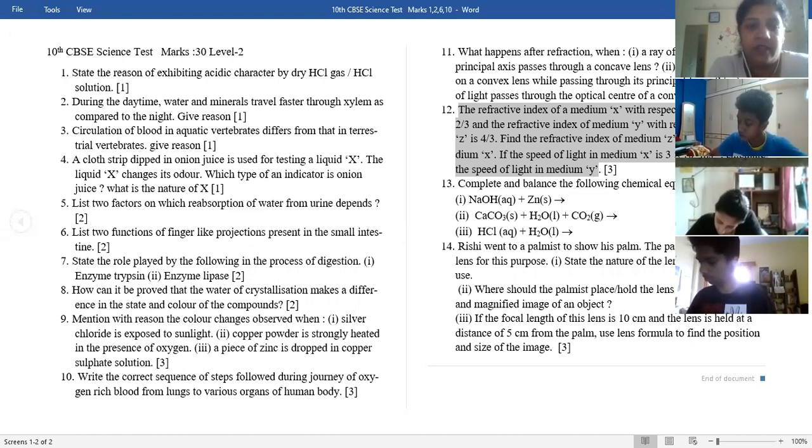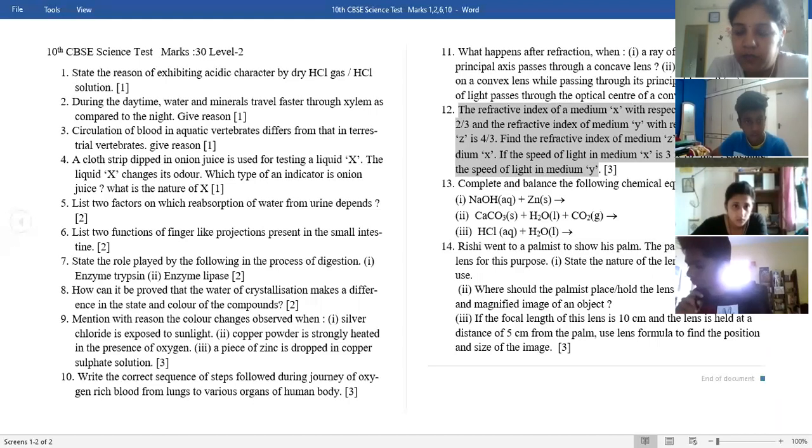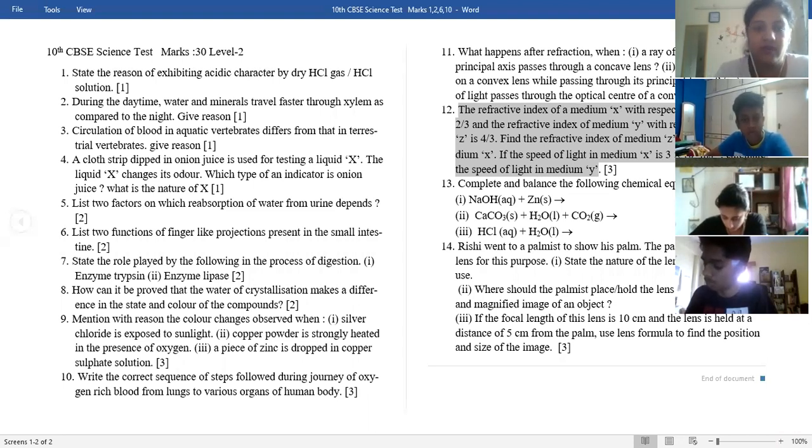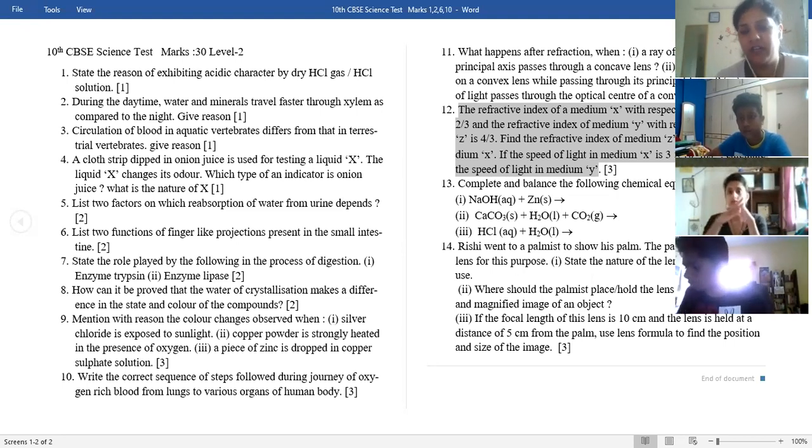State the role played by the following in the process of digestion. The enzyme trypsin helps in digestion of protein. The enzyme lipase helps in digestion of lipids, that is fats, emulsified fats. Its work is not to emulsify the fat, it works on emulsified fat. After emulsification, digestion of those lipids is done with the help of lipase. Clear?